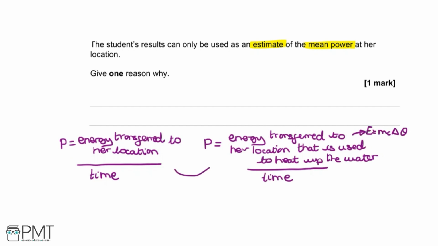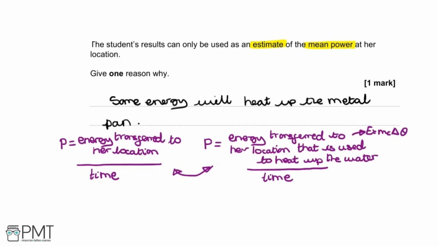These two values are not the same because not all energy is going to be transferred to the water. Nearly all of it will be, but not all of it. For example, some energy will heat up the metal pan. Another similar reason that you could give is that some energy will be transferred to the surroundings.